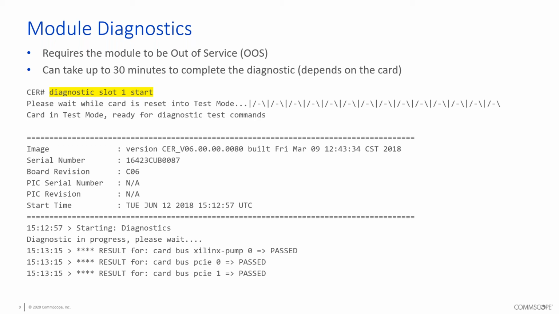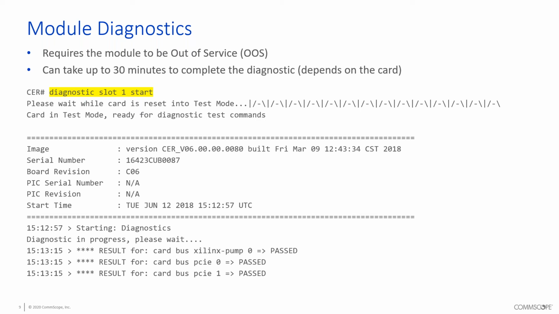So in this case, they're looking at slot 1, which I believe in this case would probably be a UCAM or a UCAM 2. And once we've taken the card out of service, we can simply start the diagnostic by issuing the command diagnostic slot 1 start. And here you can see some of the CLI that you're going to see on your screen. And like we said, depending on which card that you're doing the diagnostic, this can take up to 30 minutes.